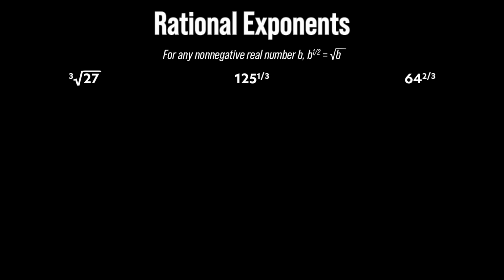Today we're going to learn about rational exponents. For any non-negative real number, b to the 1/2 power is equal to the square root of b. Now why might this be the case?